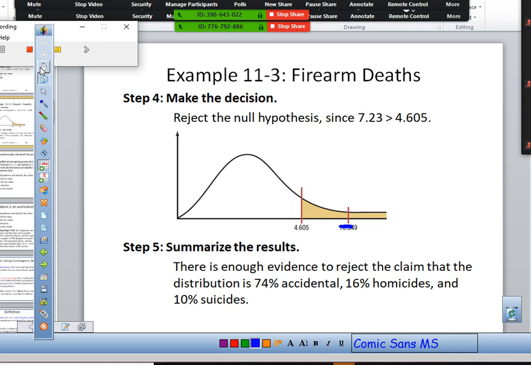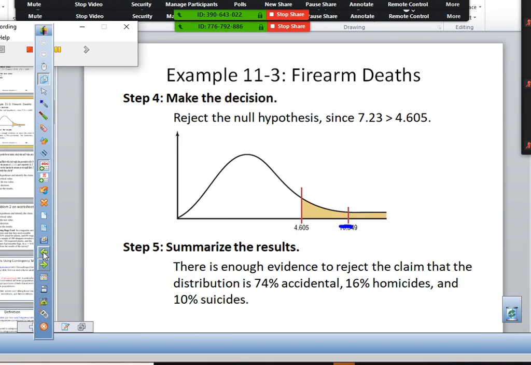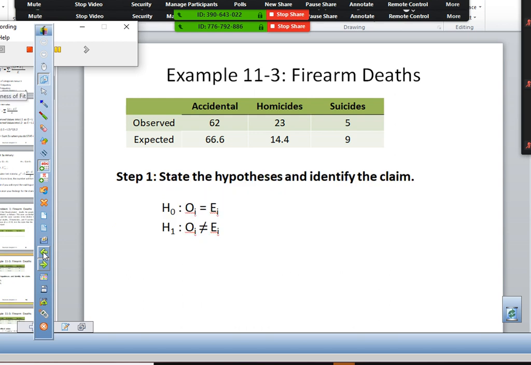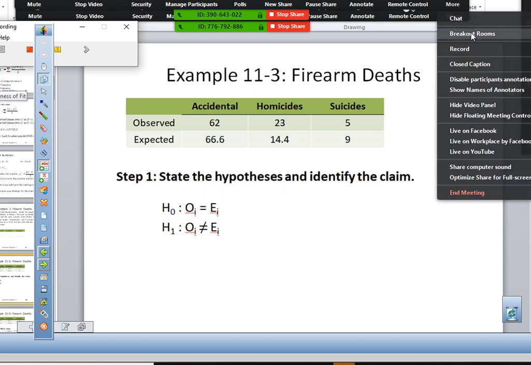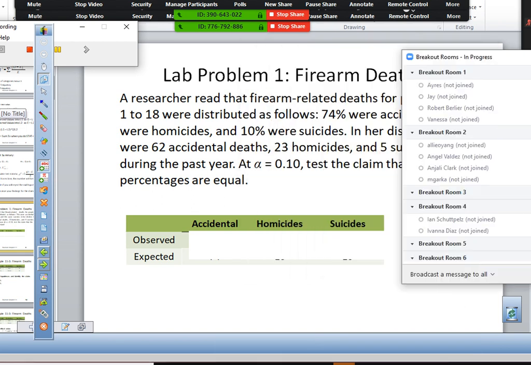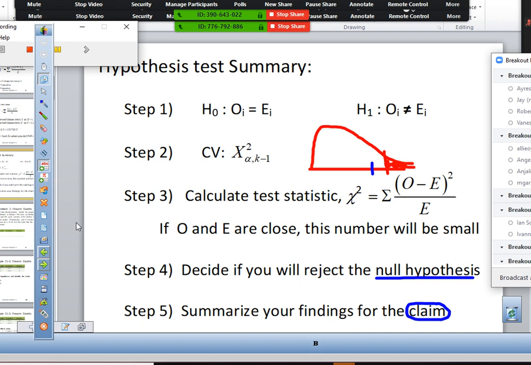Okay, so now we will go back. Go ahead and work on your problem, but I will go back and put up the summary. So I'll open up the breakout rooms again, and I'll put up the summary here in case you need it, which is right there. There we go. Good.